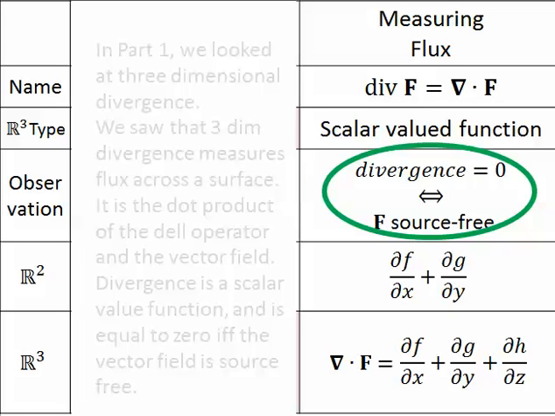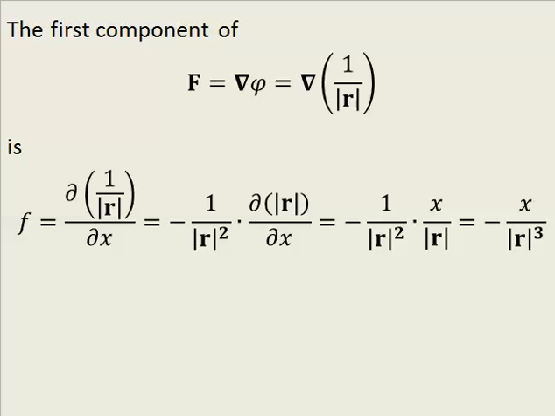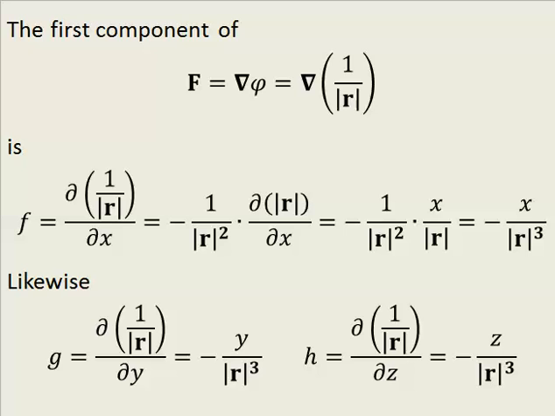Before we leave divergence, I'd like to look at one more vector field. We start with the radial vector field, r, and let phi equal 1 over the magnitude of r. Find the associated gradient field, f. Well, the first component of f is found by taking the derivative with respect to x, and we get negative x over the magnitude of r to the third power. Likewise, we find g and h, the other two components of the vector field.